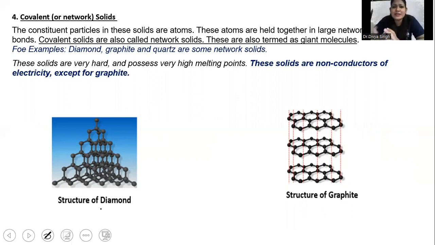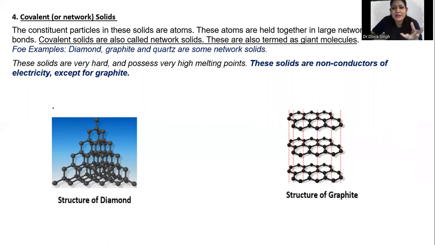These atoms are continuously undergoing covalent bonding and network formation, like a network chain. Not just a single chain, but a network in a 3D arrangement, forming a giant molecule. Then they are called covalent solids. It means atoms are responsible for covalent bonding and the network formation within the solid.